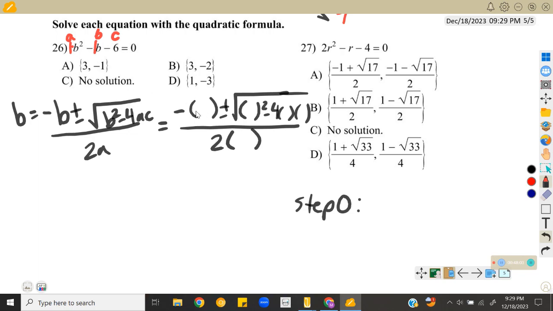So we put all these numbers where they go. What goes in this place? The value of b, which is negative 1. Like we always did, we would write a equals 1, b equals negative 1, and c equals negative 6. So we just put the numbers where they go. Negative 1 goes in this spot, a goes here because that's 1, and negative 6 goes right in there. And we would have 1 on the bottom here. Now we would just simplify. Negative 1 makes positive 1, plus or minus the square root of negative 1 squared, which gives us 1.